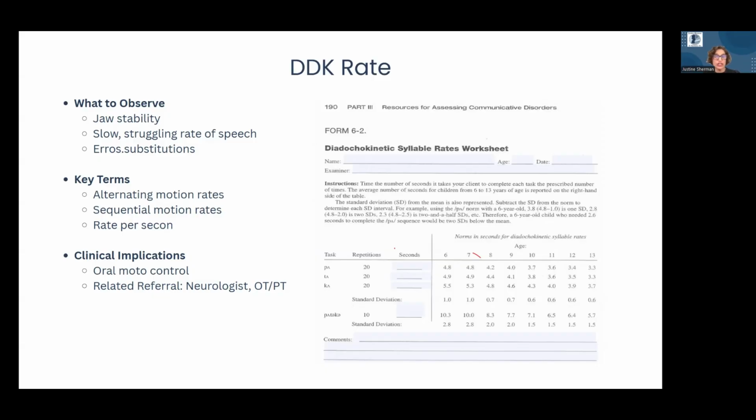So referral considerations may be neurology. This could be new or progressive or asymmetrical deficits. OT or PT for global motor coordination or tone. And then it could just say, we need more motor speech evaluations here. We need to differentiate between dysarthria and apraxia.